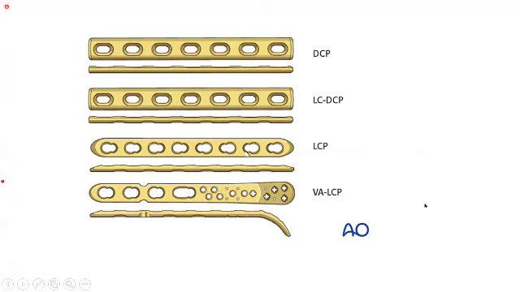Now, what is the difference between DCP, limited contact DCP and LCP? If it's just a DCP, there are no notches at the bone contact surface below. I mean there is no notching. But if you see limited contact, there will be notching. And in LCP also there is notching.